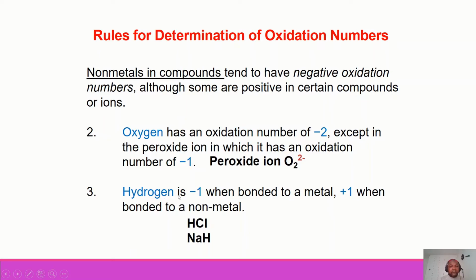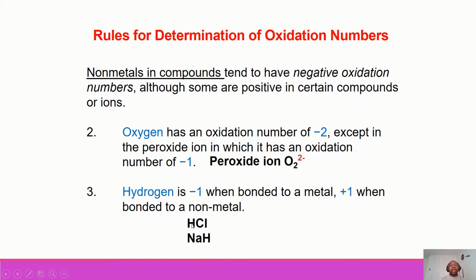For example, we also have hydrogen. Hydrogen is also a non-metal, and hydrogen has two types of oxidation number. It can be -1 when it is bonded to a metal, and it can be +1 when it is bonded to a non-metal. So for example, this is HCl. Cl, that is chlorine, is a non-metal. So when hydrogen is bonded with a non-metal, it is +1.